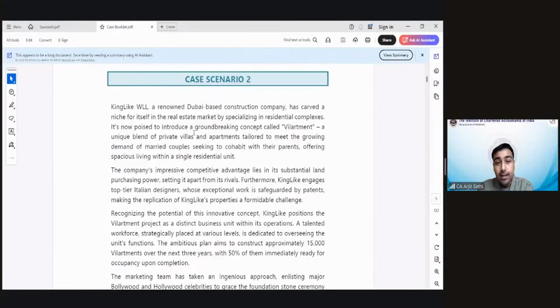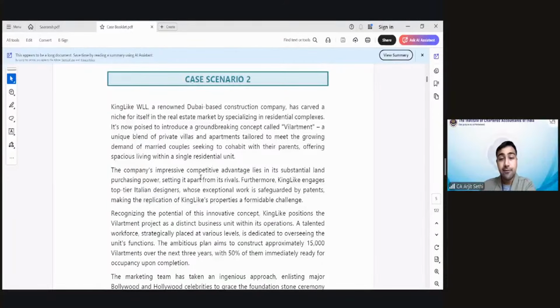King Light WLL, a renowned Dubai-based construction company, has carved a niche for itself in the real estate market by specializing in residential complexes. Read with me, okay? It is now poised to introduce a groundbreaking concept called villartment, a unique blend of villa plus apartment tailored to meet the growing demand of married couples who seek to cohabit with their parents. They want to live with their mom and dad, they want spacious living, a bigger house. So they have got a new concept called villartment.